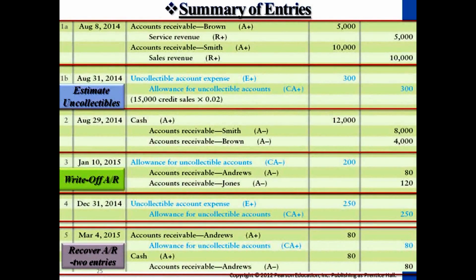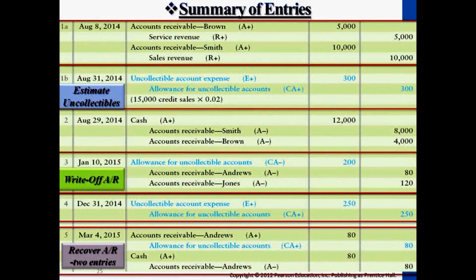200 and 250. Oh, 80 and 120, yes. Okay, so the last entry, these two entries here, we're just reversing a previously written off entry, if the customer comes back to us and pays us back the money. So reverse the earlier written off entry, and this last entry here is just a regular cash collection entry.